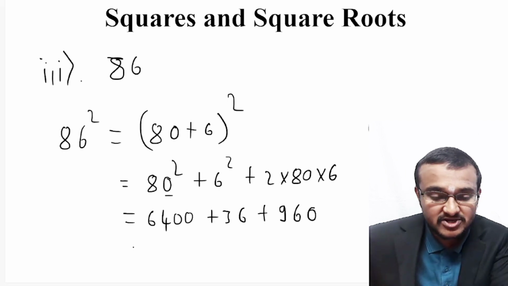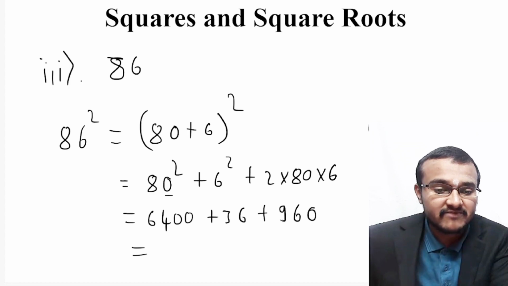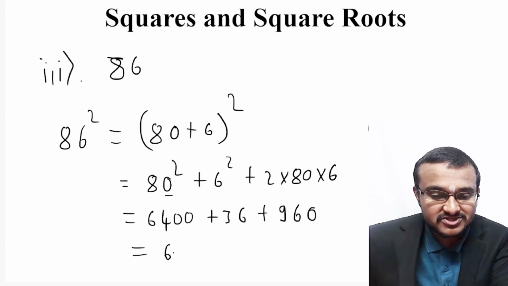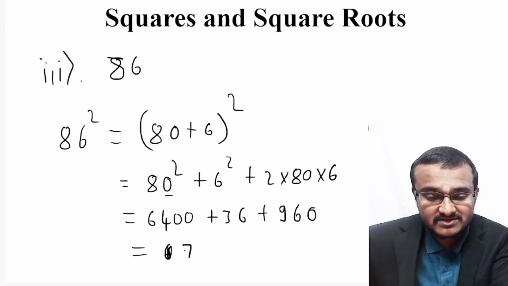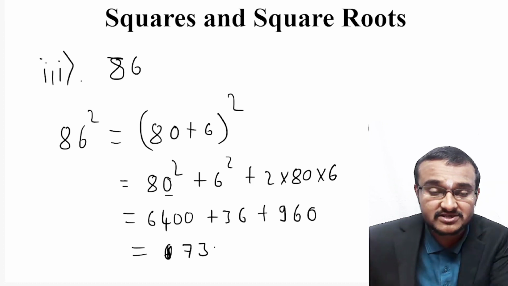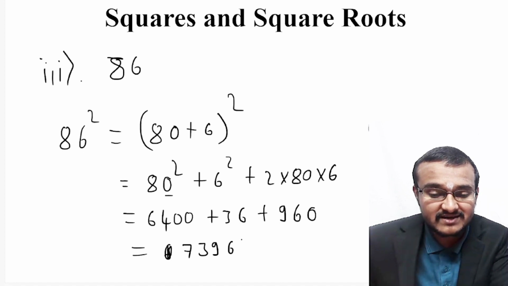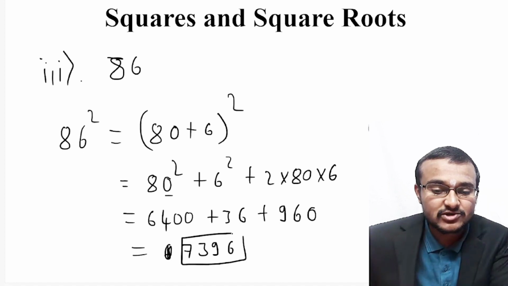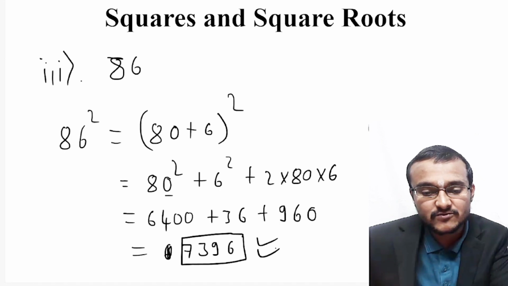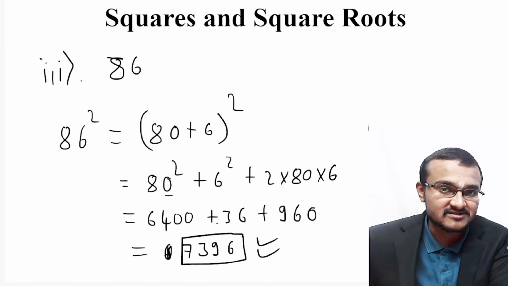So when you add these numbers, it will be 6400 plus 960 will be 7360. So 7360 plus 36 will be 7396. So when you take the square of 86, it will be equal to 7396.